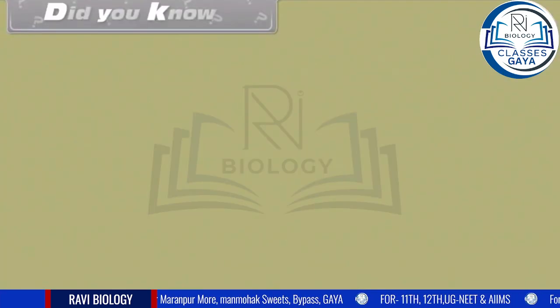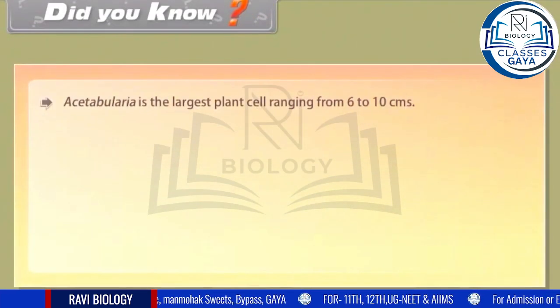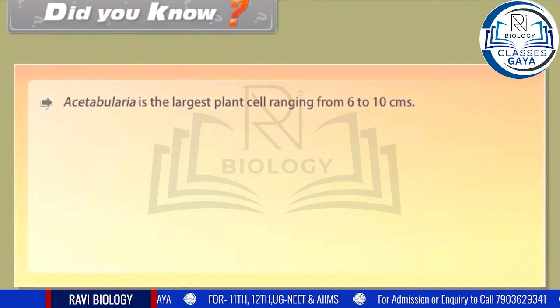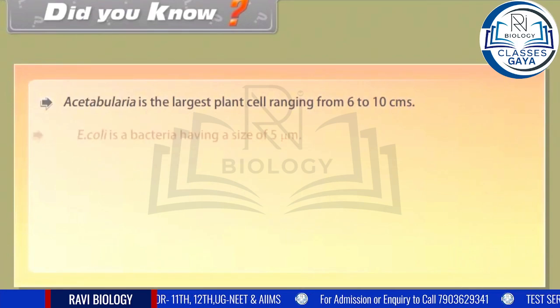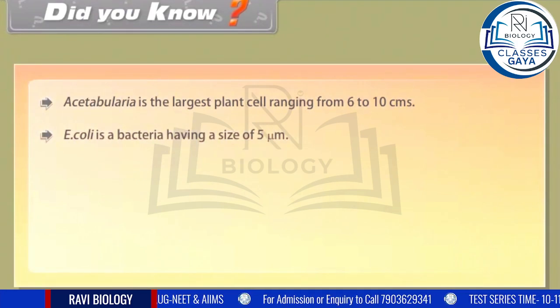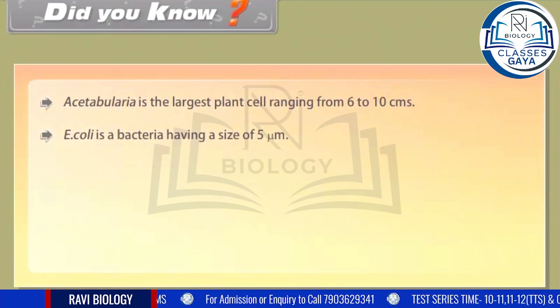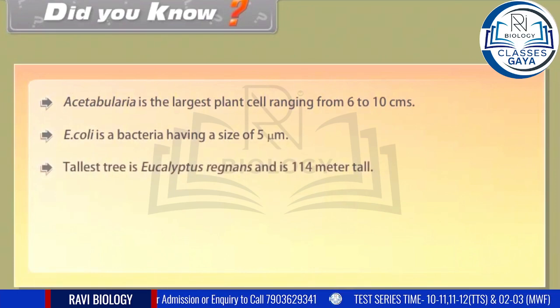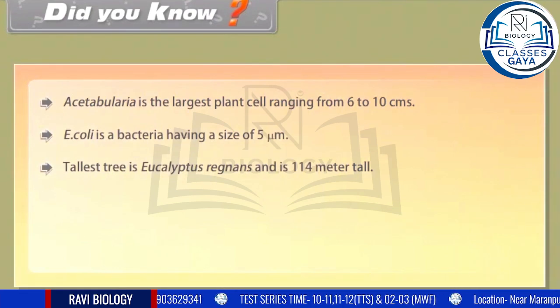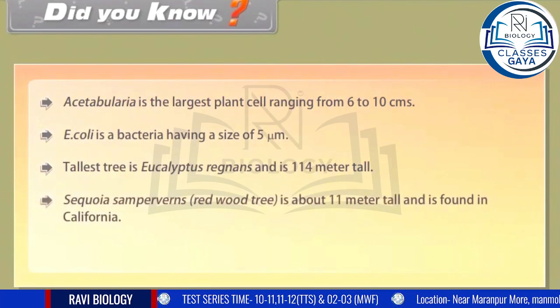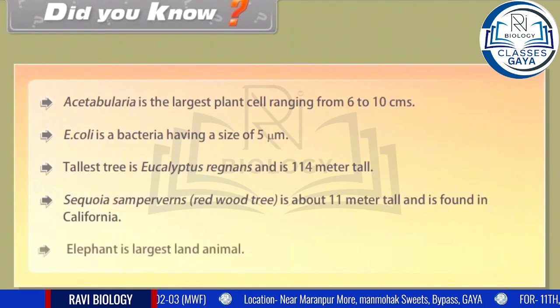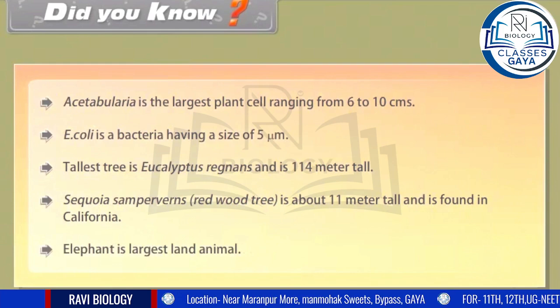Did you know? Acetabularia is the largest plant cell, ranging from 6 to 10 centimeters. E. coli is a bacterium having a size of 5 μm. The tallest tree is Eucalyptus regnans, and is 114 meters tall. Sequoia sempervirens, the redwood tree, is about 11 meters tall and is found in California. The elephant is the largest land animal.